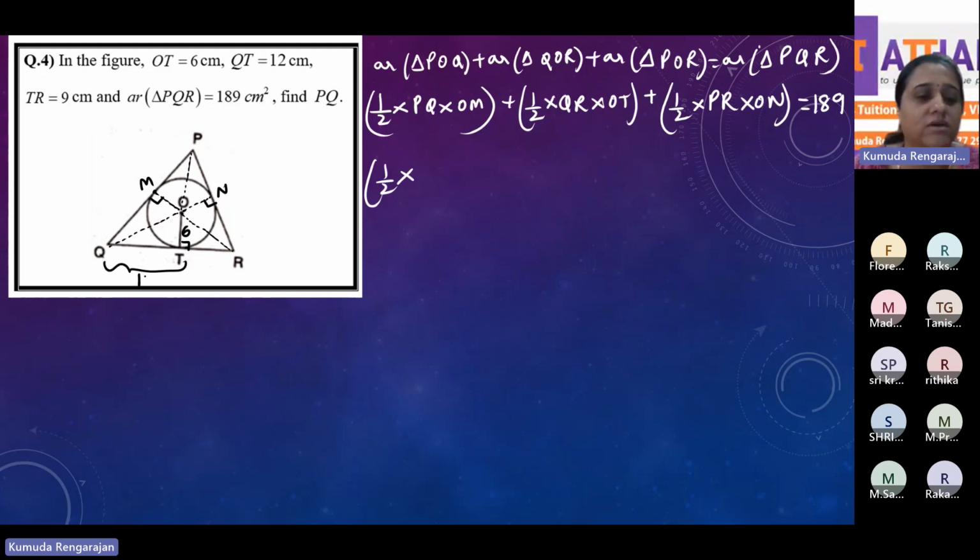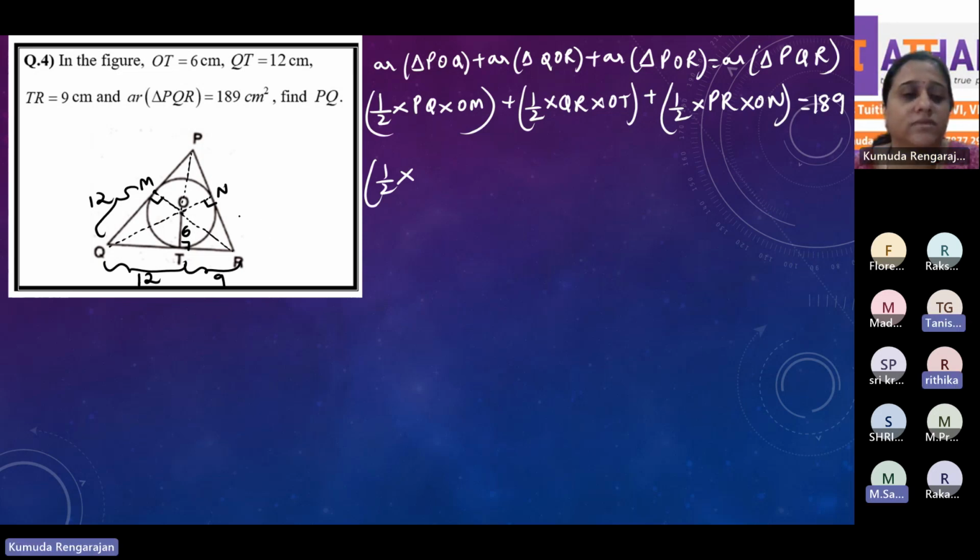This is 12. If QT is 12, which is the other segment which is 12 centimeters? QM. QM is also 12. And TR is 9. If TR is 9, which is the other segment which is 9? NR. NR is 9. So we have used all this information. 6 centimeters, we marked 12 and 9. And area of triangle PQR we have used here, 189.